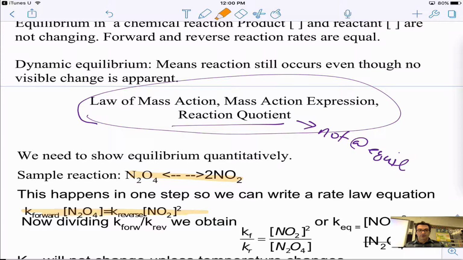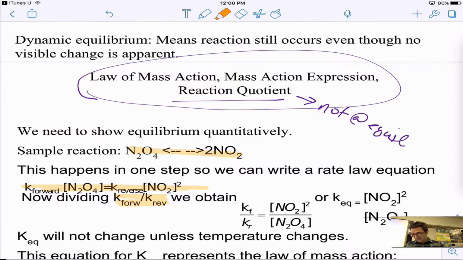Now look at what I do now. I'm going to rearrange this so that I can get k forward over k reverse on the left side. So I have kf over kr. This is equal to NO2 squared, because we assume it's second order, over N2O4. And what we do is we make this kf over kr KEQ. And it's equal to the products divided by the reactants. So that's what we have going on. We have the products over the reactants.